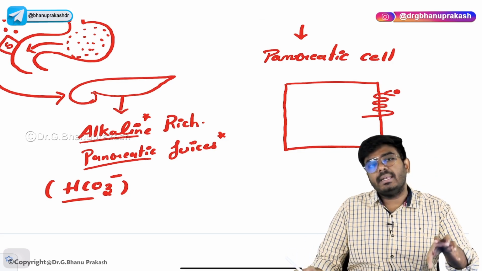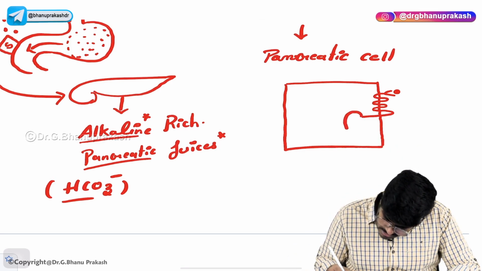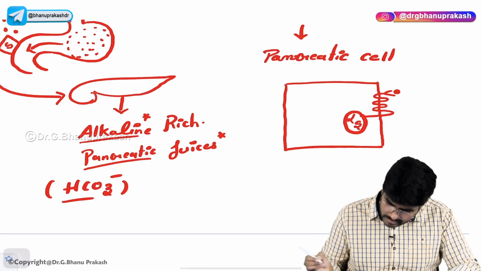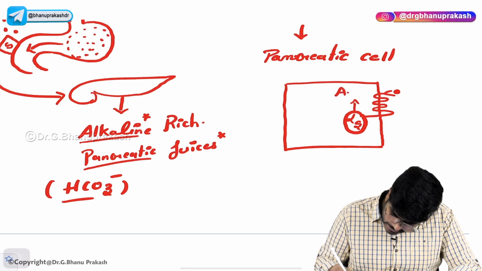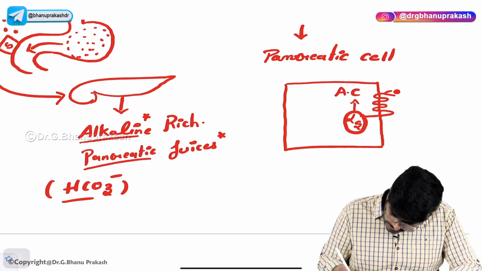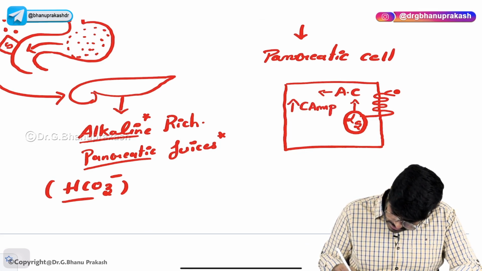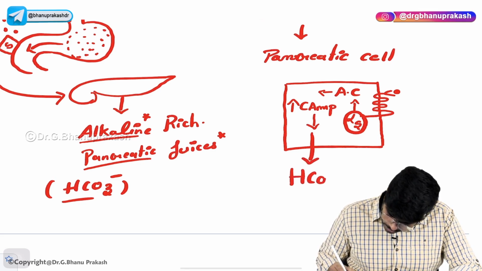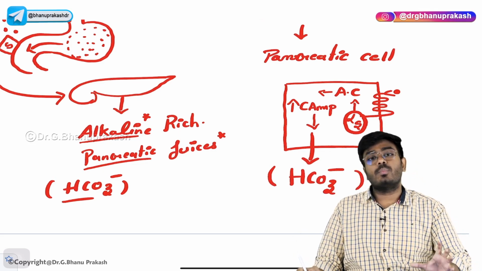Now whenever secretin binds in this domain, the alpha stimulatory component will be activated. Now this alpha stimulatory component is going to activate adenylyl cyclase inside the cell. Now that adenylyl cyclase increases the cAMP levels. Now the cAMP is helping in throwing out more bicarbonates into the pancreatic juices, making the pancreatic juices more alkaline.